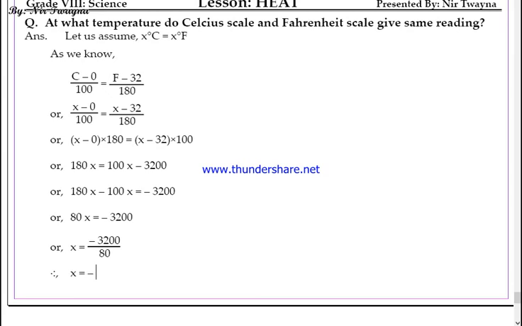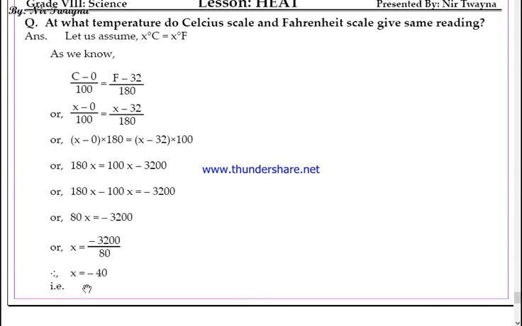So 3200 divided by 80 gives us 40. So you get the value of x as minus 40. Now you can write the conclusion by substituting the value of x over here. We say that x degree Celsius equals x degree Fahrenheit.